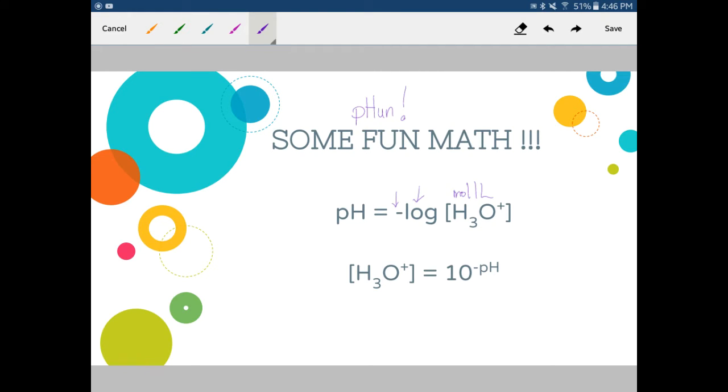Because we're not all super math geniuses, I've given you this formula, which you can write down or memorize to use throughout this unit, and you'll definitely see it quite often in Chemistry 30 as well. Our hydronium ion concentration is equal to 10 to the negative pH. So if we're calculating moles per liter of hydronium ion concentration, it equals 10 to the exponent of negative pH, so 10 to the exponent of negative 7.2 or whatever it might be.